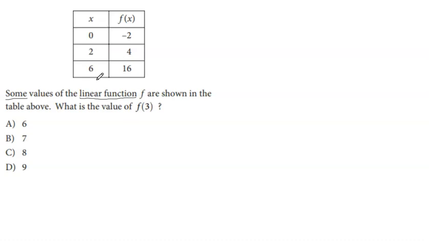Now, because this is linear, what we'll have to do to solve this is to try to write the function itself. Since it's linear, it's going to look like this: f of x is equal to mx plus b. This is similar to writing y is equal to mx plus b, where m is the slope.